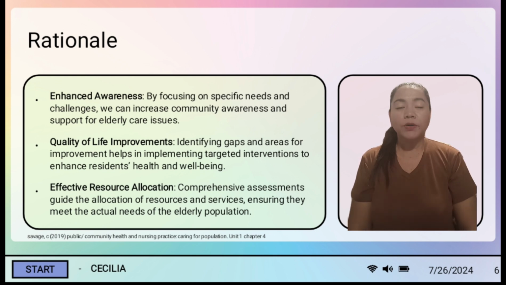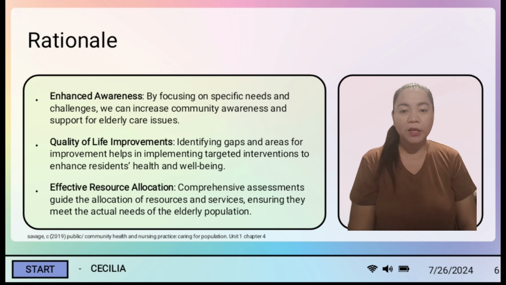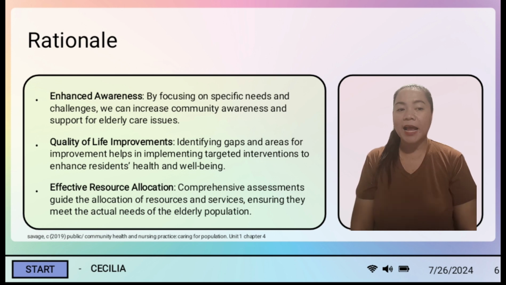The rationale for the selection of assessment and tools that we use in our study is, first, enhanced awareness. By focusing on the specific needs and challenges, we can increase community awareness and support for elderly care issues. Second, quality of life improvement. Identifying the gaps and areas for improvement helps in implementing targeted interventions to enhance residents' health and well-being. Third, effective resource allocation. Comprehensive assessment guides the allocation of resources and services, ensuring they meet the actual needs of the elderly population.